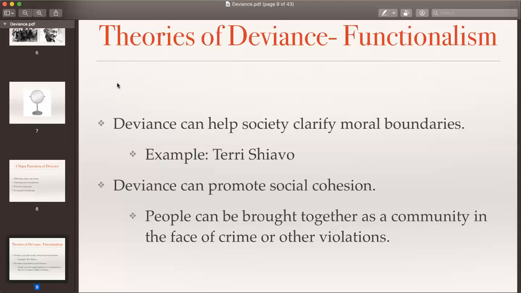Deviants can promote a sense of social cohesion. As we mentioned before, you can bring together a community to face crime and other violations. This idea that, if we recall what functionalism is, right, the interdependence of components of society that function together for the smooth functioning of society. Well, I want you to think about that. These interdependent components functioning together so society can be cohesive, so society can be consistent, so society can function properly. Well, if we have these moral boundaries, if we have this sense of cohesion, that can contribute to society functioning smoothly, having that consistency.